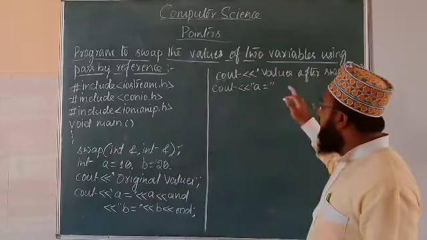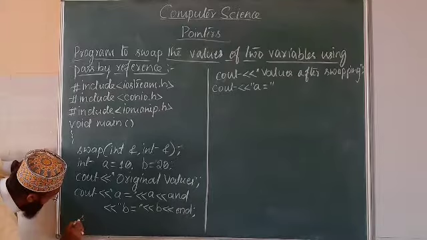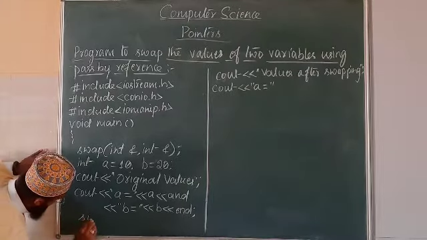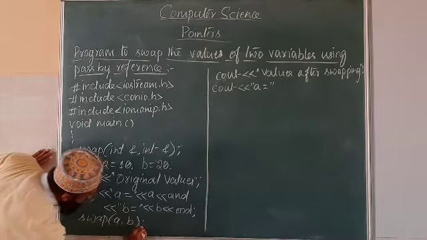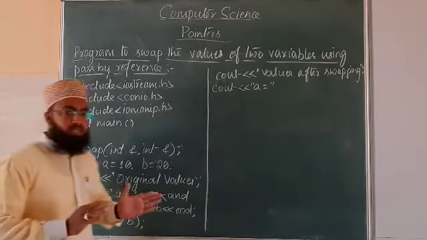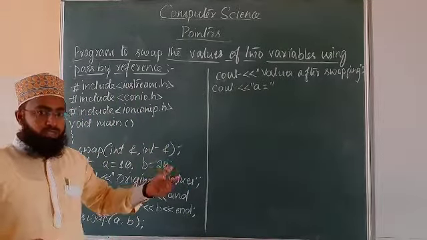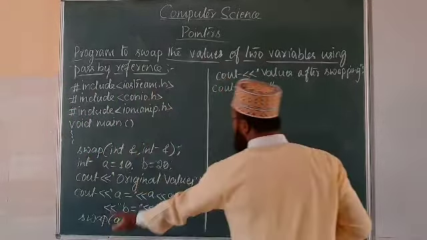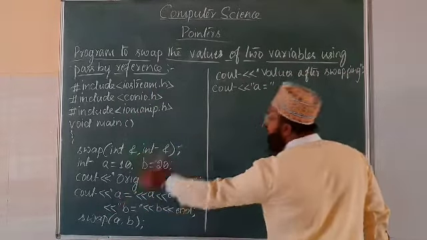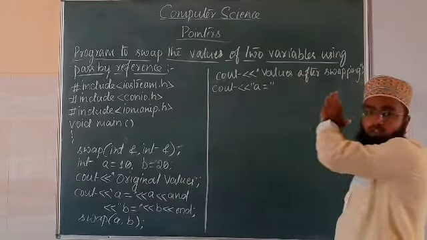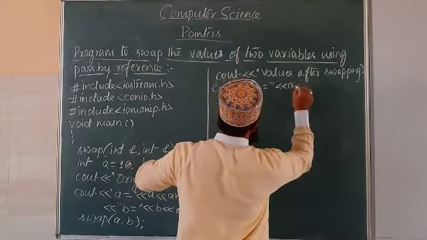Then here we need to do one more thing, that is swap. Swap A comma B. Swapping values means interchange. The value of A is shifted to B and the value of B is shifted to A. After swapping, values after swapping. After giving swap function, values after swapping. Then take this A, same like that A.